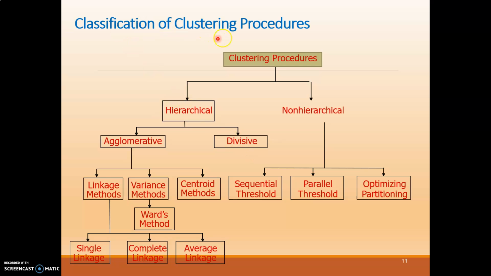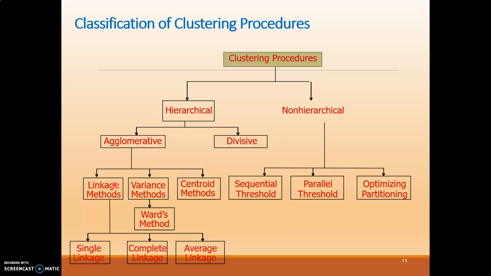Then, classification of clustering procedures. The clustering procedures are commonly classified in two ways. One is hierarchical clustering and the other is non-hierarchical clustering. Hierarchical clustering includes the agglomerative methods. Agglomerative methods are again classified into three categories. First the linkage methods, then the variance methods. The last is the centroid methods.